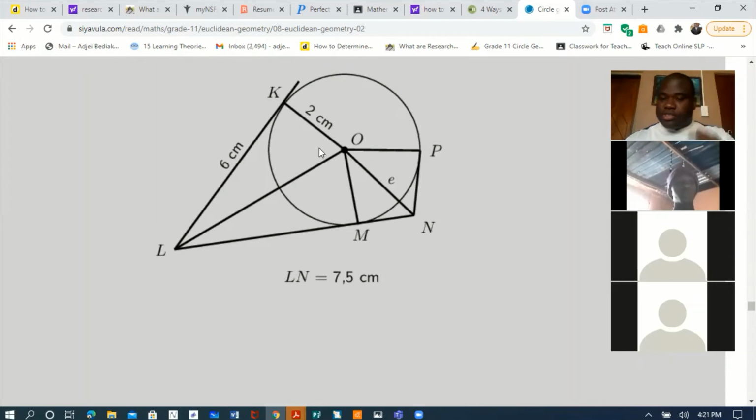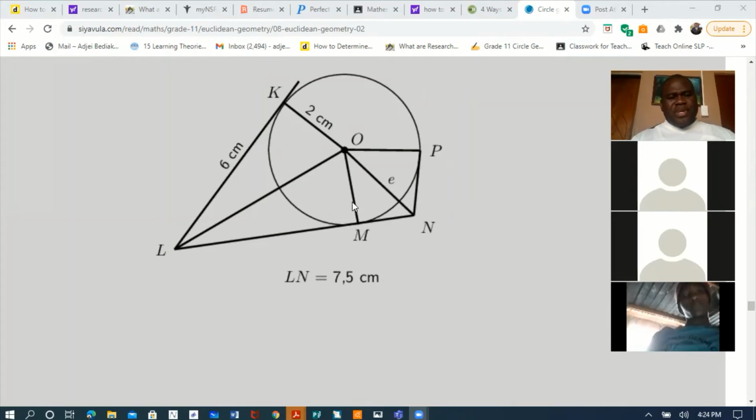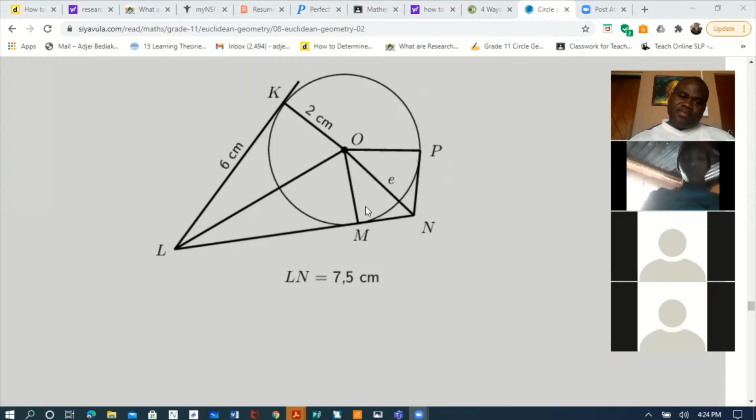Where else do you see right angle triangles? How many right angle triangles do we have in this diagram? 4. Are you sure? This is 1. This is a right angle triangle, plus this, and then plus KLO. Guys, whenever you see a right angle triangle, which theorem comes into your mind?